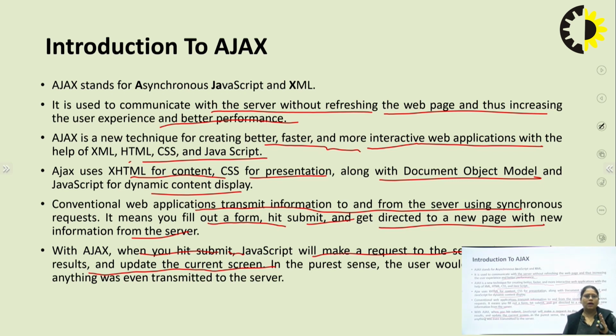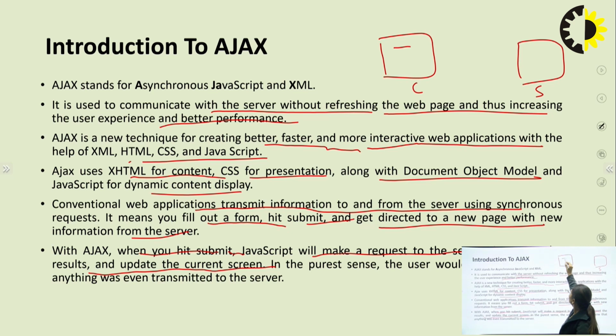In the conventional web application method, for example, this is your client side and this one is your server side. If we put in any information and click on the submit button, the request goes to the server. When the response comes back from the server to the client, it will refresh the whole page, as we have seen on websites like Gmail, Facebook and Twitter. When we hit the submit button using that conventional method, your whole page will be refreshed.